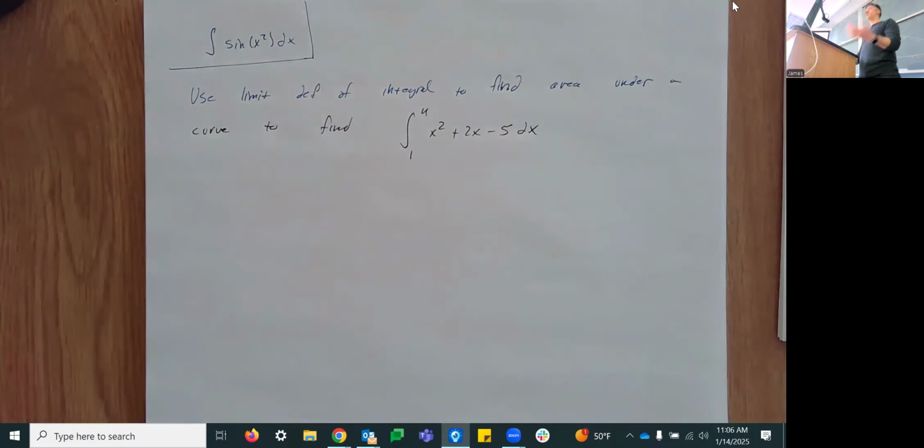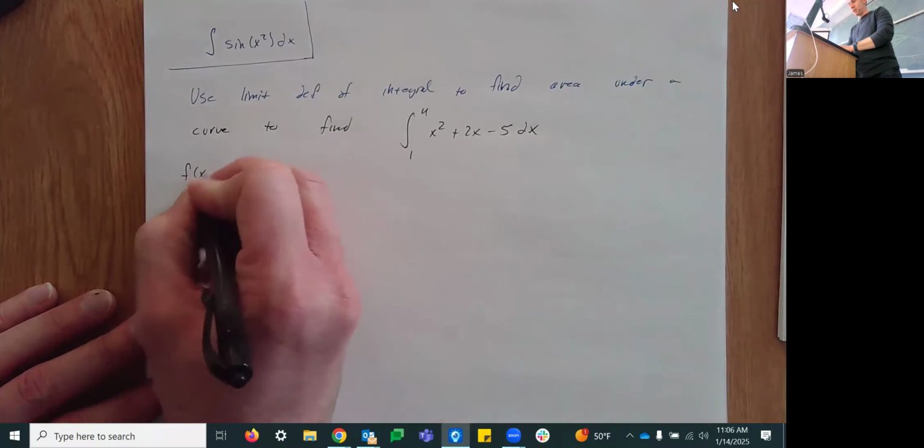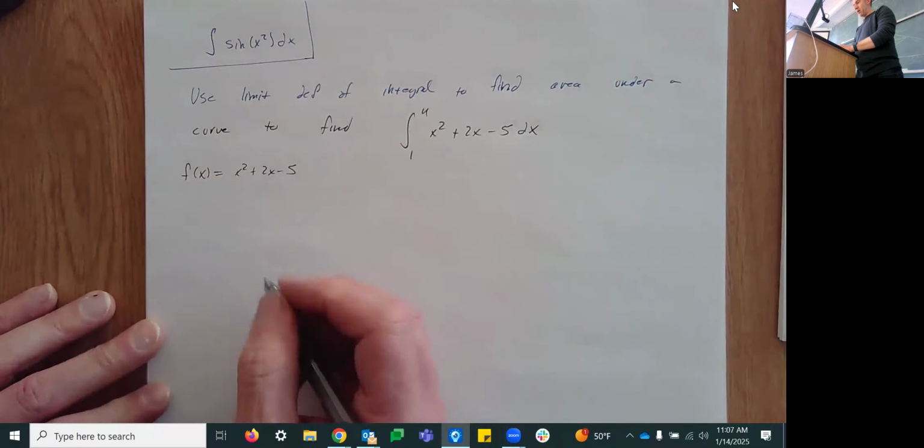Okay, so how do we do a problem like this? Well, using the limit definition. So I'll remind you, when we do something like this, we have to rewrite this as a summation, and we have to identify f of x, delta x, and x sub i. So the function's easy. Our f of x is just x squared plus 2x minus 5.